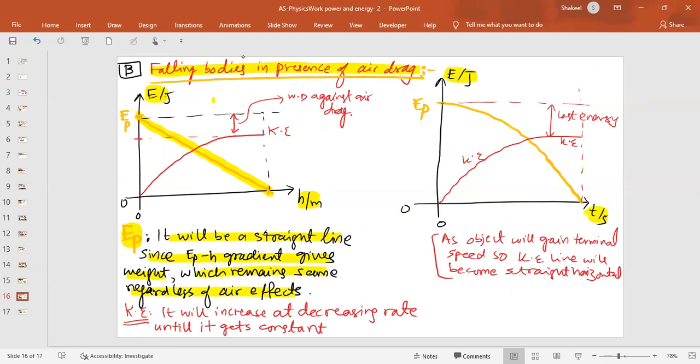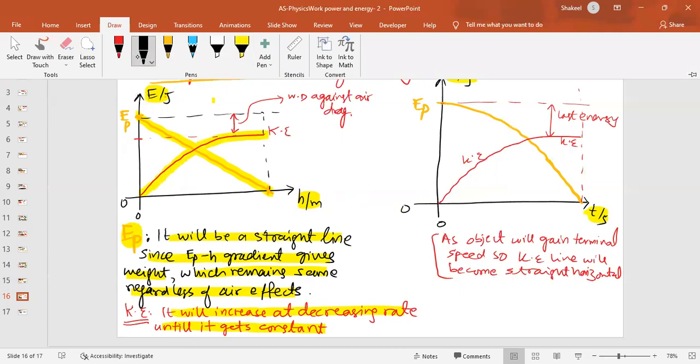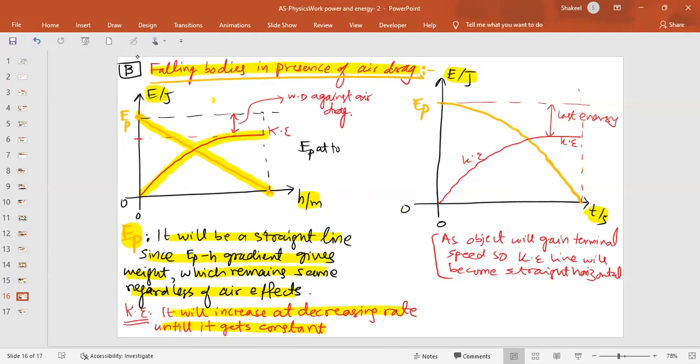And the kinetic energy would be like this because kinetic energy will increase at a decreasing rate until it becomes constant, because the object will again attain the terminal speed. That's why kinetic energy will become constant. And you see that potential energy at top will be more than kinetic energy at bottom because there are some energy losses against air resistance as well. So this patch is actually representing the work done against air drag, and that is the lost energy.